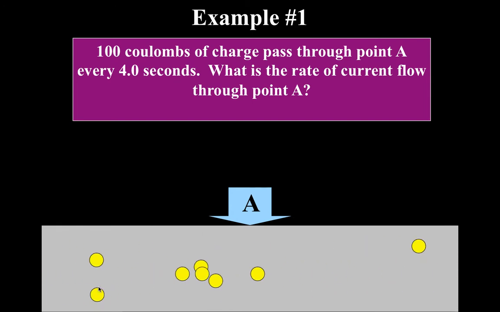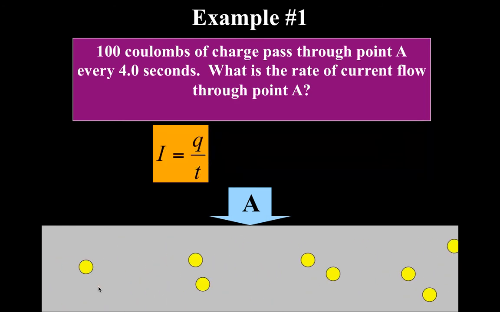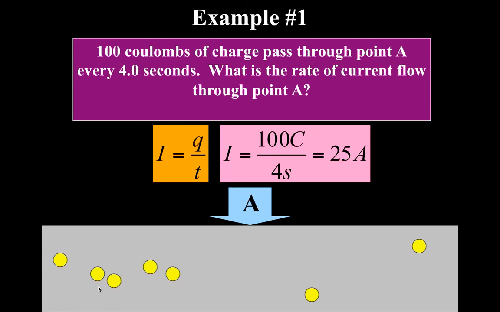Let's do example 1. 100 coulombs of charge pass through point A every 4 seconds. What is the rate of current flow through point A? They give us 100 coulombs, so they give us our Q. They tell us that we have every 4 seconds. That is our T, our time. We are solving for I. Here is our formula. I equals Q over T. 100 coulombs divided by 4 seconds gives us 25 amperes, 25 A.